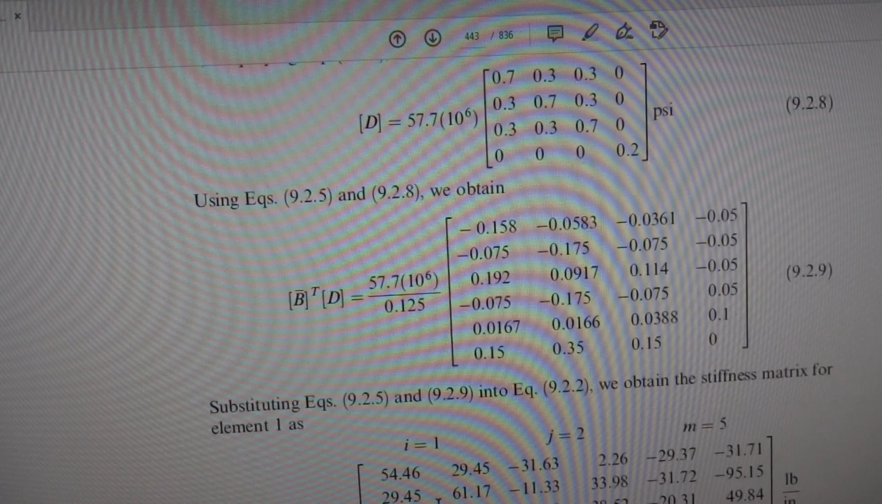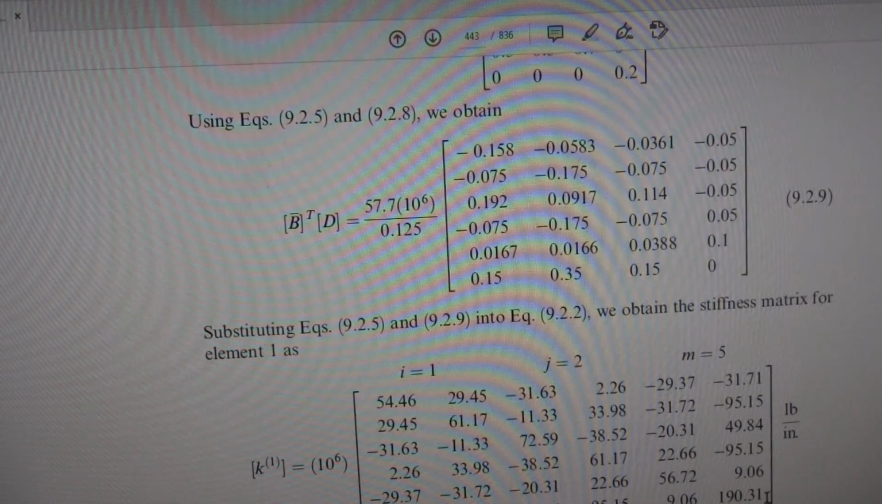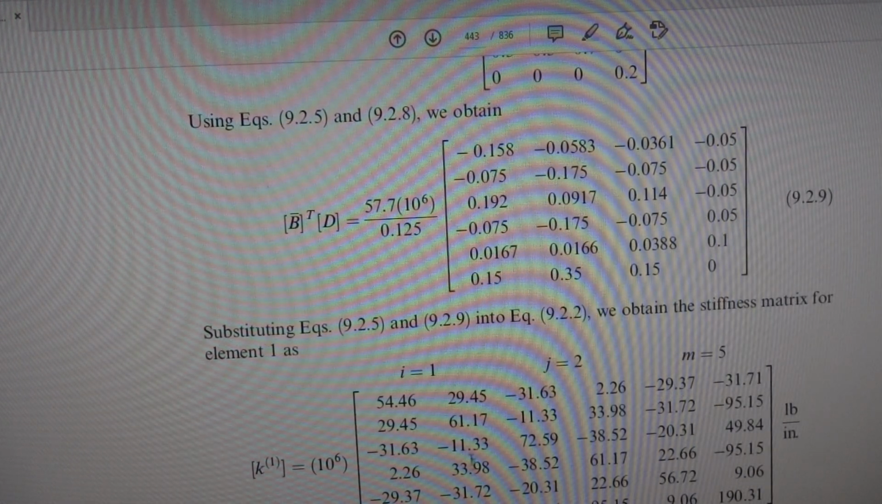And you have to get the K matrix, B transpose multiplied by D multiplied by B, multiplied by thickness into area, so you get this matrix. So this is the element stiffness matrix for element 1.